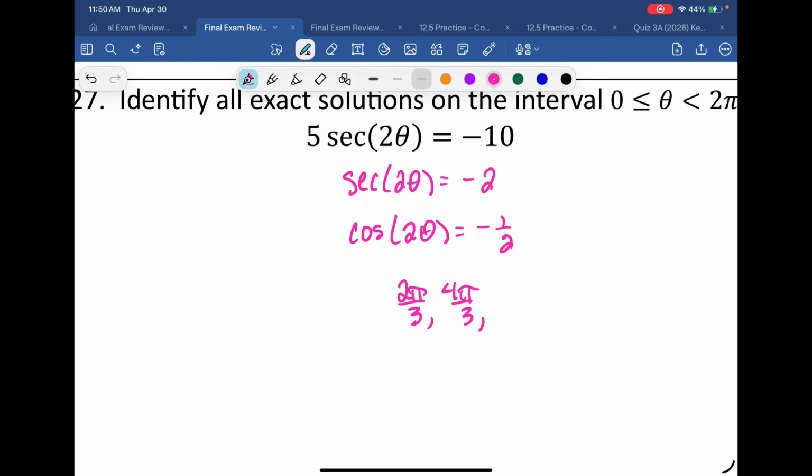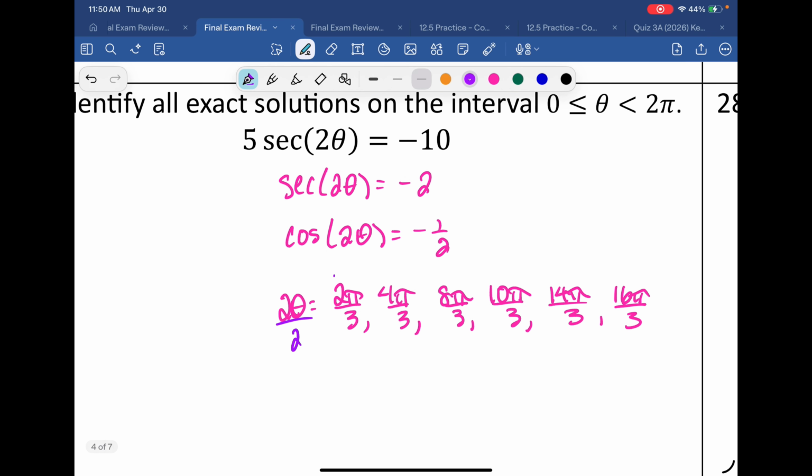So that would be 6 pi over 3. So that'd be 8 pi over 3, 10 pi over 3, 14 pi over 3, 16 pi over 3. Just do a few. All right, so this is where we talk about there is a 2 theta here, and I want to get rid of the 2. So we divide by 2, which means we're going to multiply the denominator by 2.